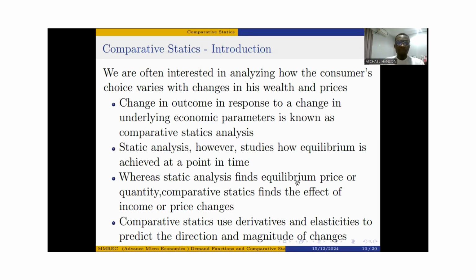And so just briefly, comparative statistics has to do with changing the parameters and seeing the effects on the demand function, whereas static analysis tries to understand how to achieve equilibrium price and equilibrium quantities. In comparative statistics, you'll be using the derivatives and the elasticities also. Just a clear distinction so you know what we are talking about going forward.